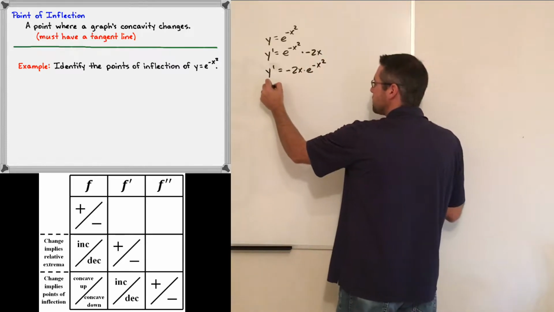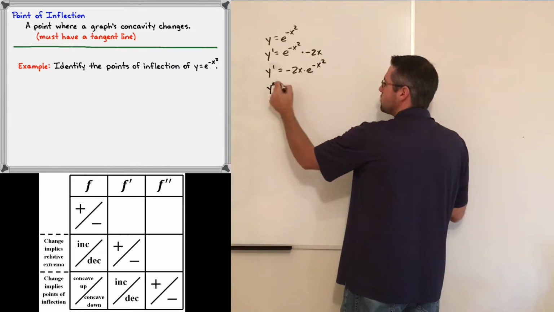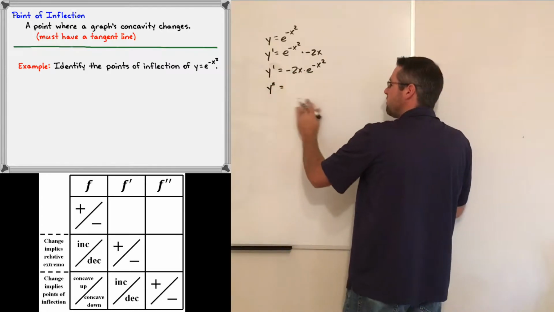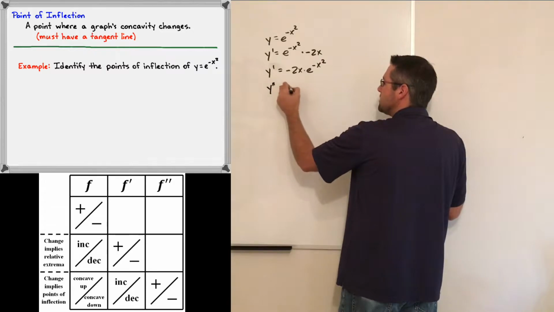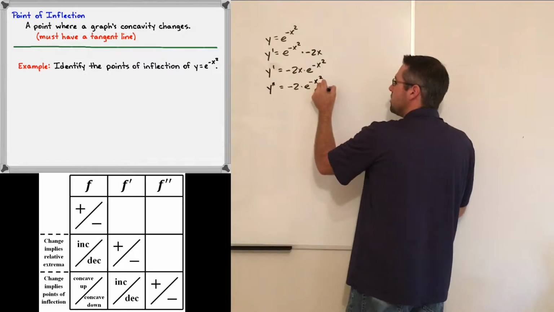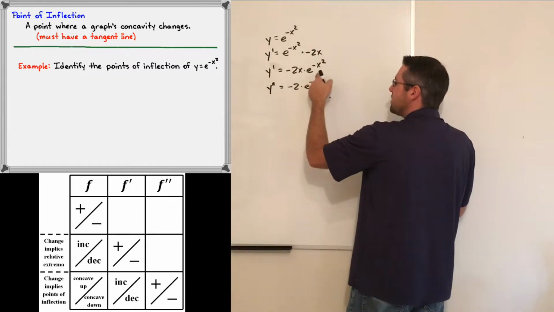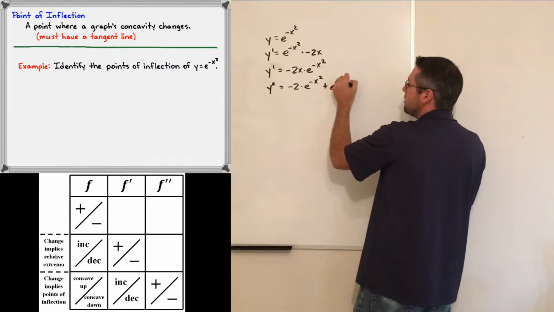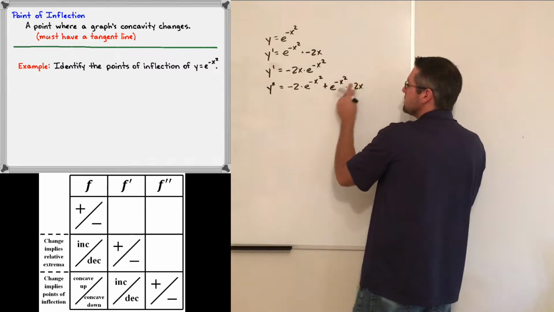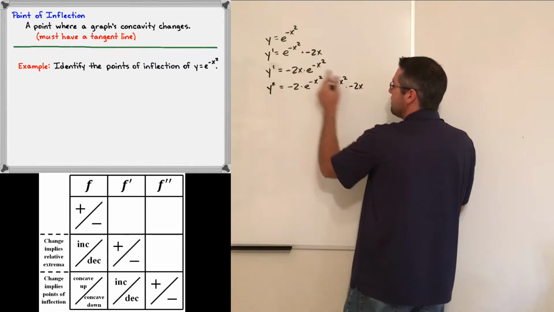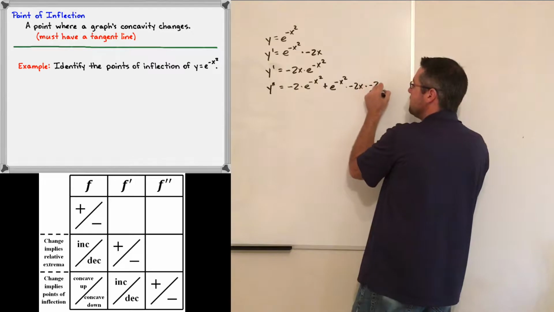Now to take the second derivative, we have to use the product rule here because we are multiplying two separate functions. So the derivative of the first piece, negative 2x, is negative 2, and then times the second piece, so times e to the negative x squared, plus the derivative of the second piece, which looks awful familiar. It'll be e to the negative x squared times negative 2x, and that's just the derivative of the second piece here, so we have to multiply it by the first thing, so times negative 2x.